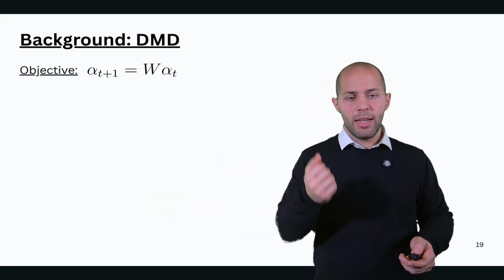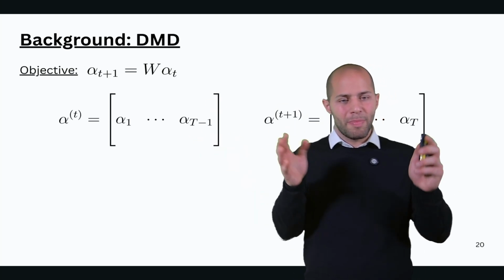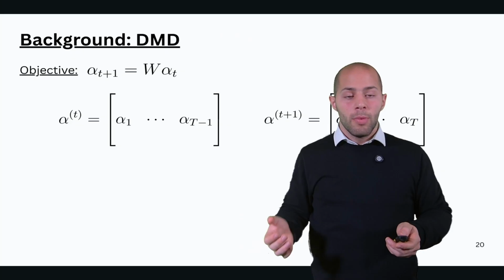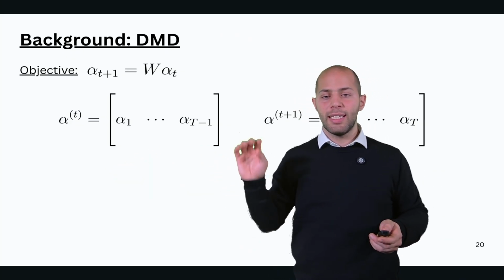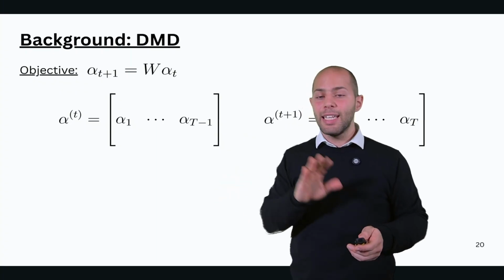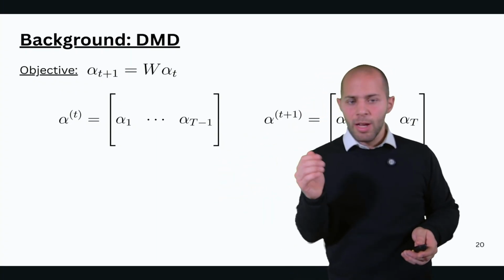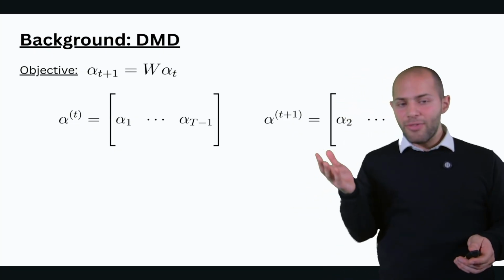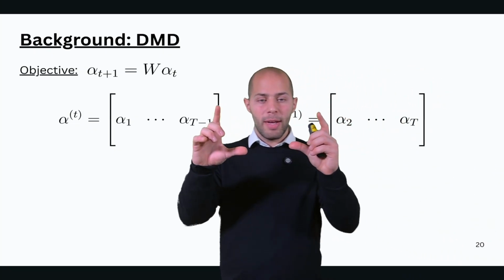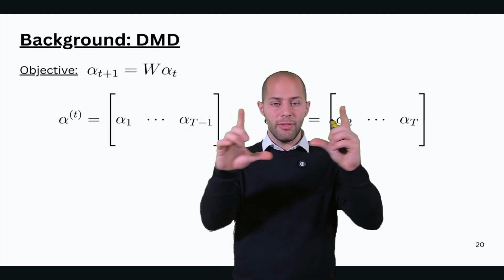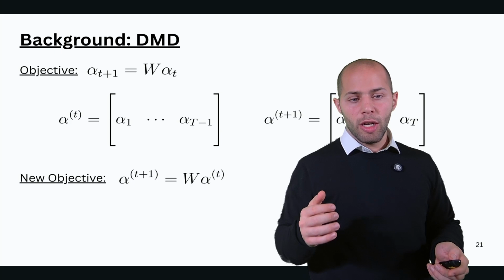And so basically the way we find this operator w is as follows. We're going to define alpha to the power parenthesis t, which is basically all of the alpha values going from alpha 1 to alpha t minus 1. So we're going to take alpha at every time step except the last one. And then we're going to take alpha to the power parenthesis t plus 1, which is going to be the matrix where we put alpha 2 until alpha t, which is the last value. And so what we did, we took our matrix of alphas that we had before and we just shifted by 1.